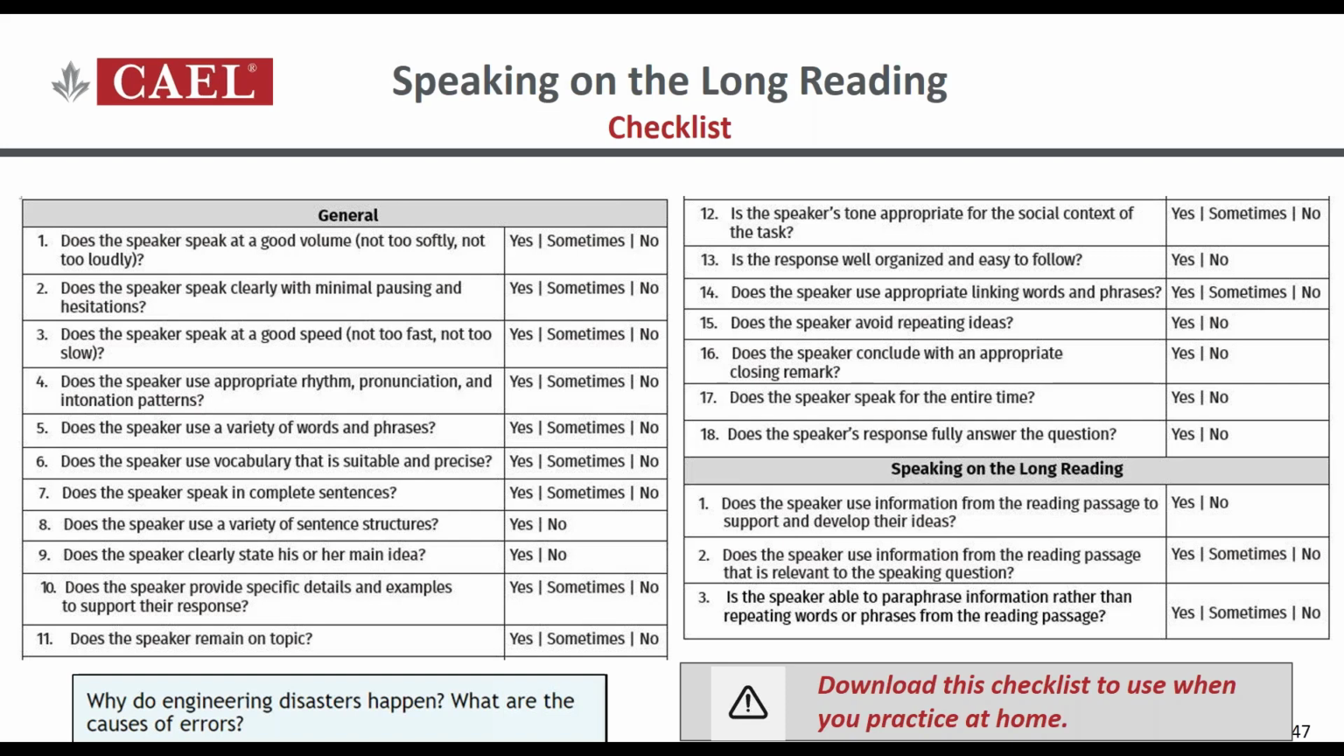So let's start by looking at the speaking checklist. I've also put a sample task at the bottom left for you. It says, why do engineering disasters happen? What are the causes of errors?